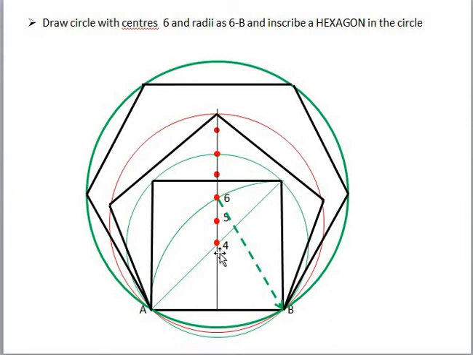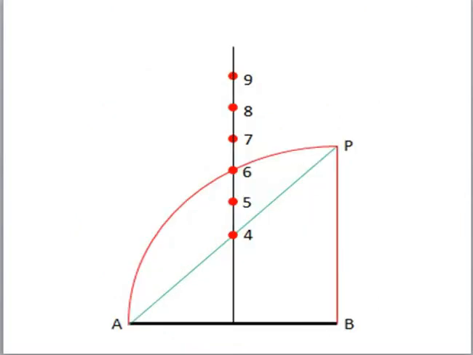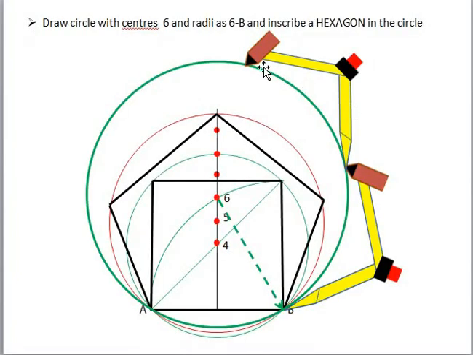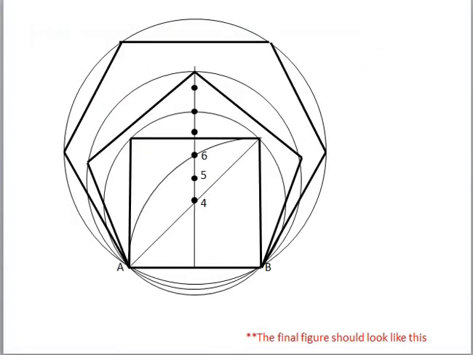See, this is 4, 5, 6, 7, 8, 9. You can draw any number of points. For this particular numerical, we have done up till 9. But 9 will be a little bit difficult for you to draw, so let us keep up till 7. So heptagon. You can stop up to heptagon. And the final diagram should look like this. Alright, so this is your third part of the geometrical construction.